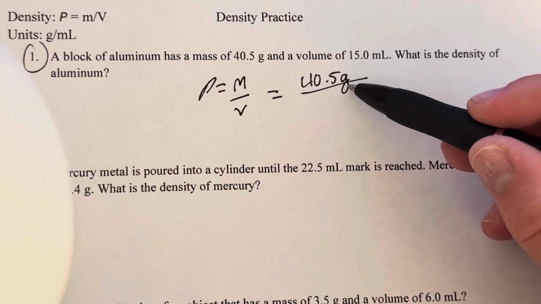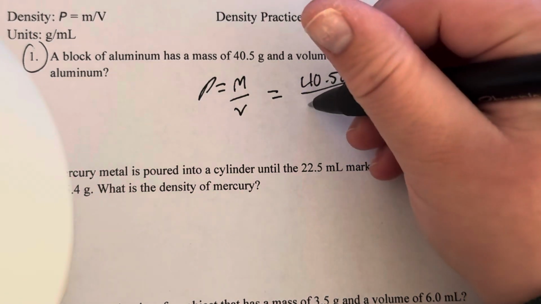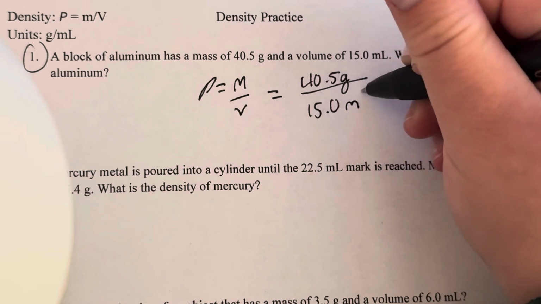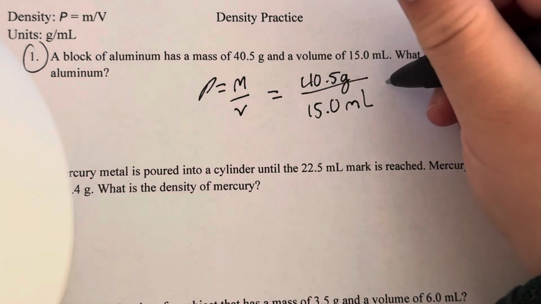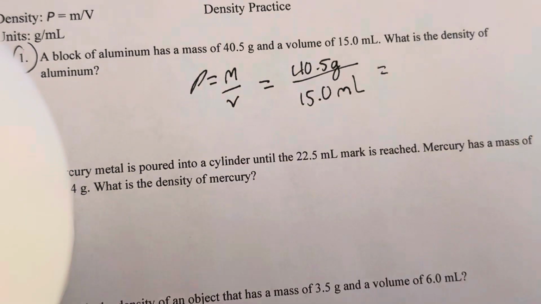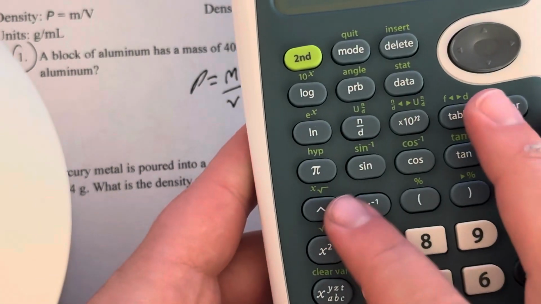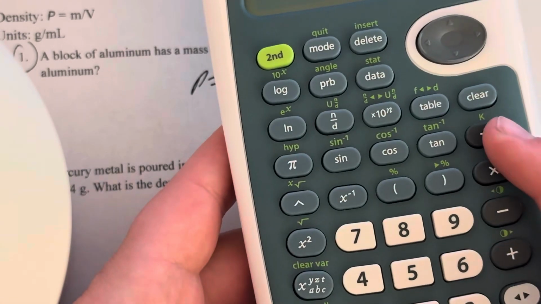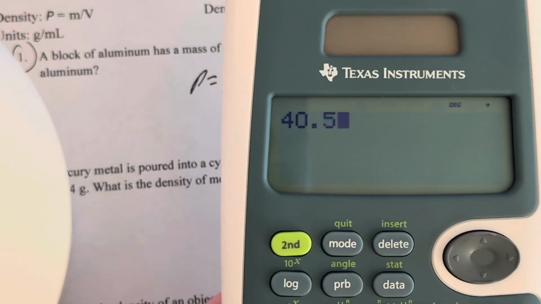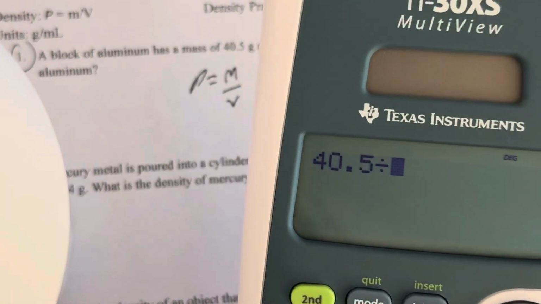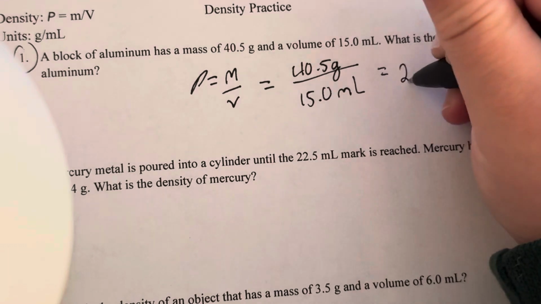Grams always represents some kind of mass. And then milliliters, we've got 15 milliliters. Milliliters is volume, how much space something takes up. Then when we calculate this, we'll put it in the calculator exactly like that. You can either use the N over D button, or you can divide it. You'll get the right answer either way. 40.5 divided by 15.0, and I got 2.7.